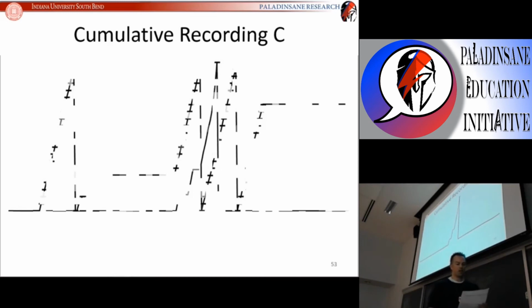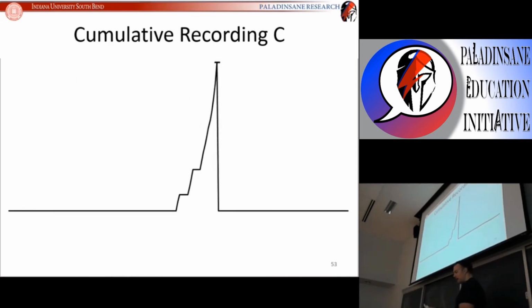All right, cumulative recorder C, is that behavior 1 or behavior 2? So who thinks behavior 1? Behavior 2? All right, awesome. So a student hasn't read any pages. So the actual behavior is reading books.